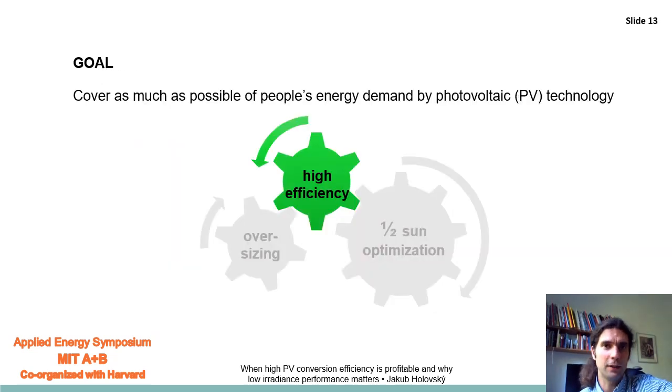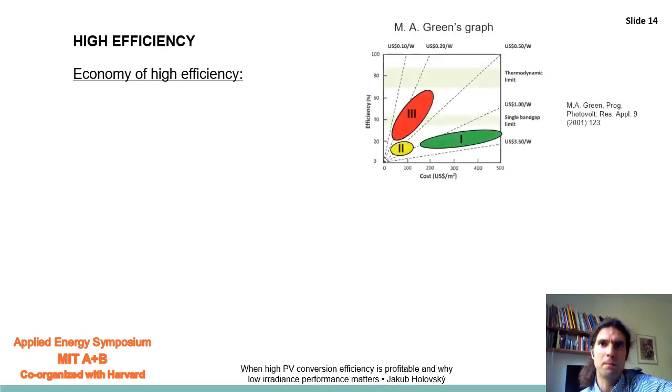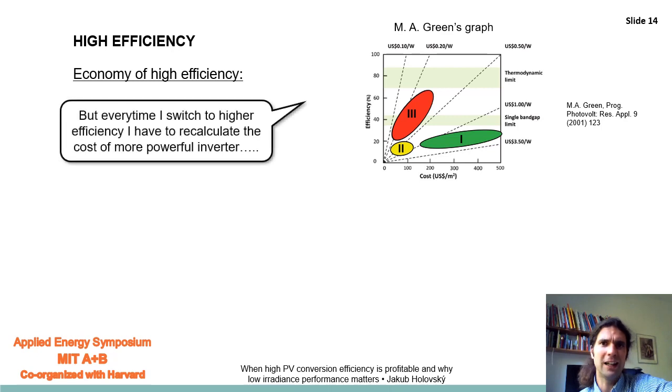That was oversizing. It was interesting, but we do not really want to increase number of PV modules. We prefer to go for high efficiency. To evaluate economical profitability of high efficiency, we can use famous Martin Green's graph. The only problem is to add the cost of BOS, because I think that every time I switch to higher efficiency, I have to recalculate the cost of more powerful inverter.